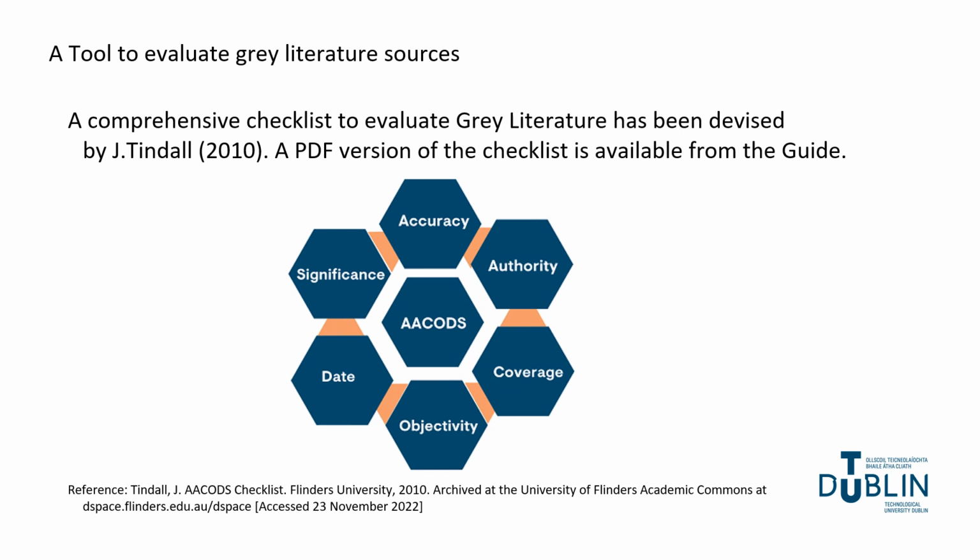To help you decide on the reliability of grey literature, we make available on the Grey Literature Guide a checklist to evaluate grey literature resources. This checklist can be downloaded from the guide. This checklist is an acronym called ACODS, and this acronym stands for accuracy, authority, coverage, objectivity, date, and significance. So it's a good tool to use to select your sources of grey literature.